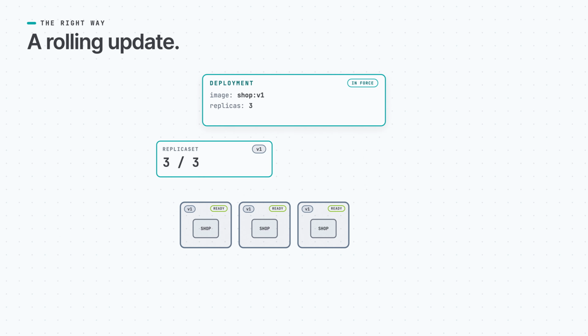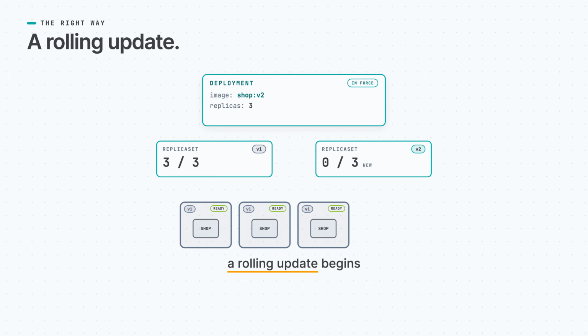So Kubernetes does it gradually. You change the image in your deployment to version 2 and a rolling update begins. New pods come up while old ones retire, a little at a time at a controlled rate.